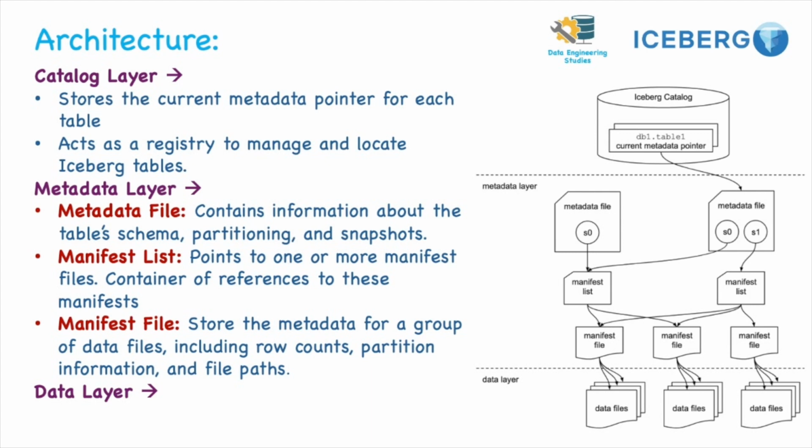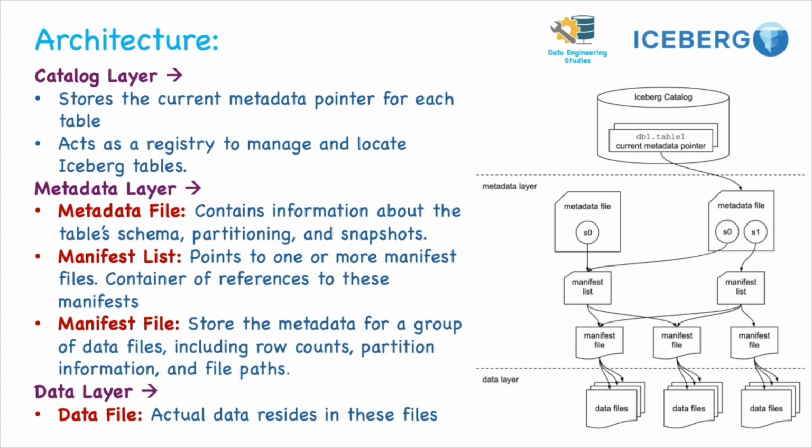The next layer is the data layer. The data layer is where the actual data files exist. The data layer consists of data files. The data file stores the table content in formats like Parquet, ORC, or Avro. The files are immutable, which allows versioning and safe concurrent operations.